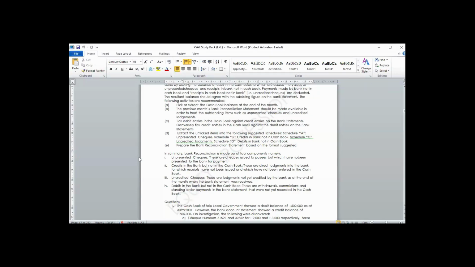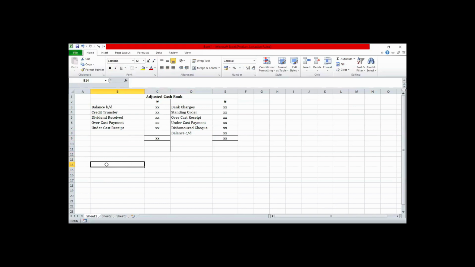Do we still remember how we prepare bank reconciliation statement? Or you need the format? We need the format, sir. You need the format? Yes, sir. Okay. Let me see how to add the format here for you.